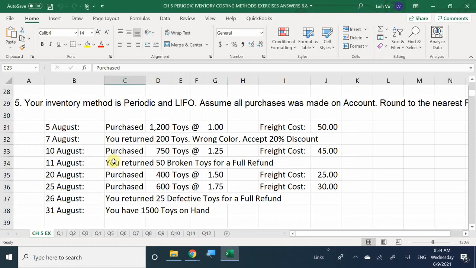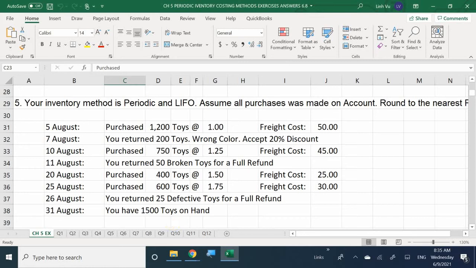So question number 5 says here that our periodic costing method is going to be LIFO, and assume that all purchases were made on account. So once again, we're just going to be going over the example. We're going to look at what happened, we're going to journal, we're going to place it into the inventory worksheet, and that's it. We're not going to be journalizing except for the conversion entry. Now, let's take a look here because I'm assuming that questions 1 through 4 are related, questions 5 through 8 are related, and questions 9 through 12 are related.